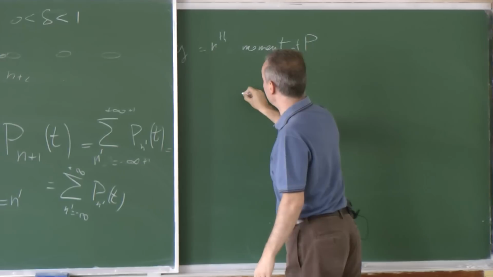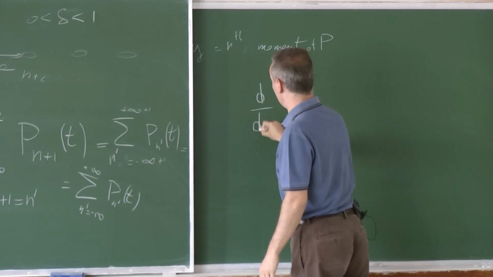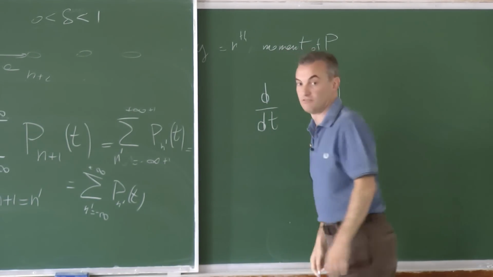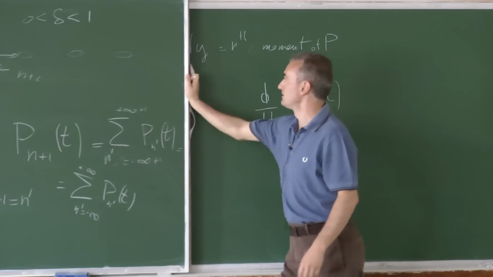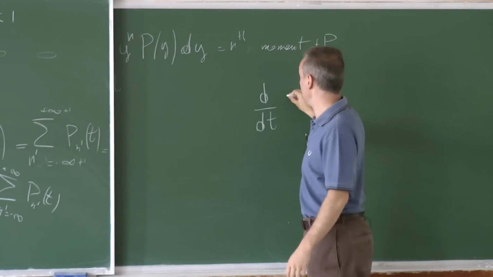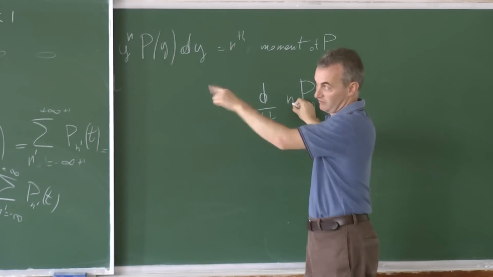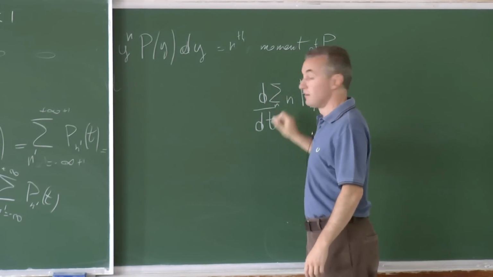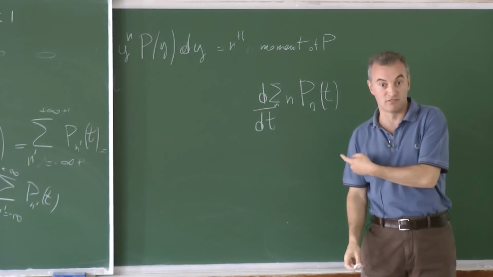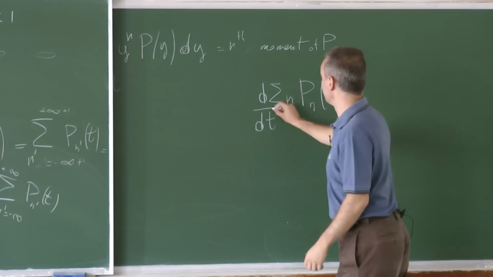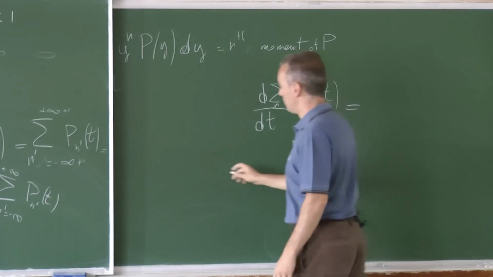So the first moment is that I take that equation, and remember there is a Pn(t) here. So first moment, remember this is y, n is equal 1, no? So let me multiply by n on the left, and also on the right, and then sum over n. So that's the derivative of the first moment. You agree?